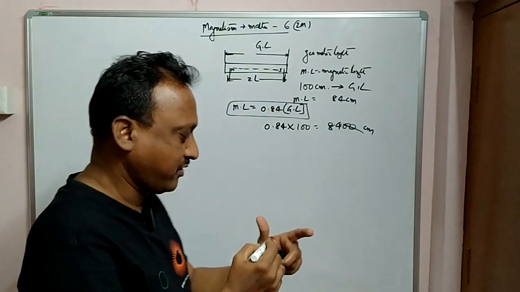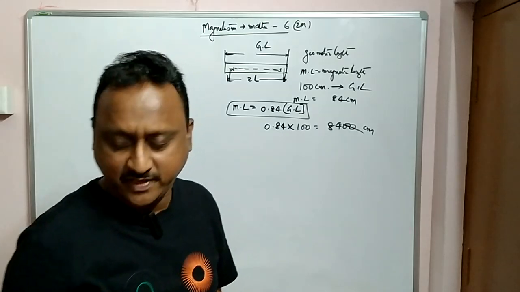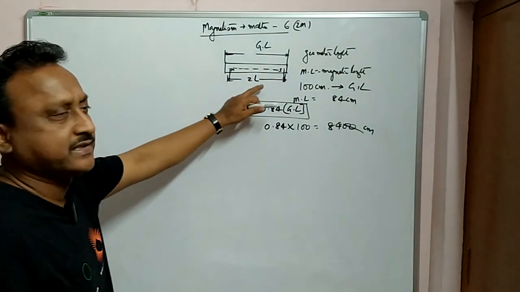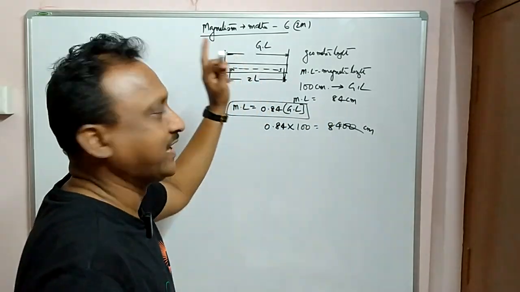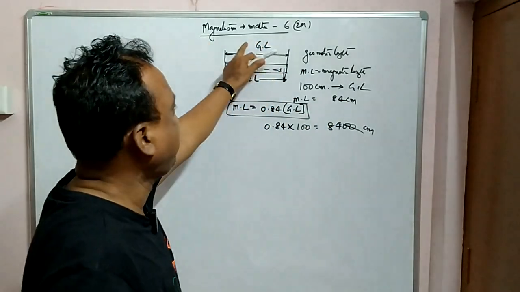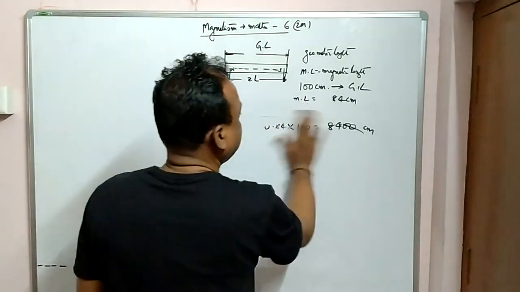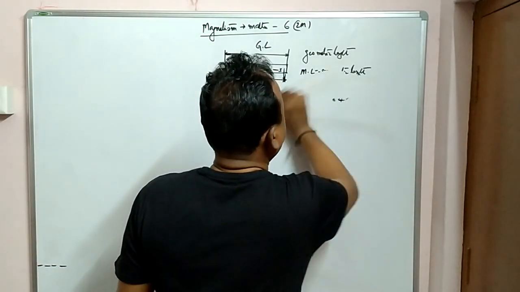Please make a note of this one, because this is the concept given by the scientists. In all cases we will be taking the length of the bar magnet as 2L, and the geometric length is slightly greater than the magnetic length. Clear? Okay, next we'll go to the next item.